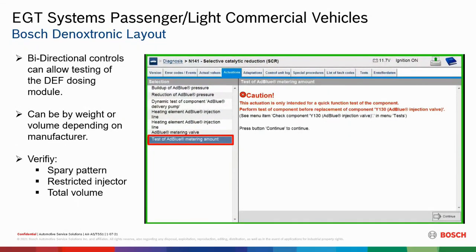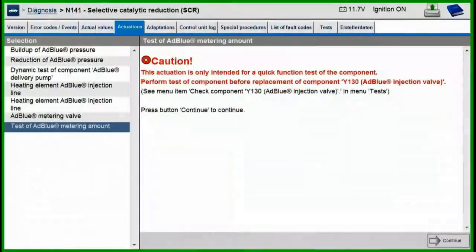Verify the spray pattern or restricted injector and the total volume of the system. So here we have highlighted the test of the AdBlue measuring amount. And this goes through pretty quick, but I just want to give you an idea of what can be done with it. So here we are. We select the AdBlue test in here.